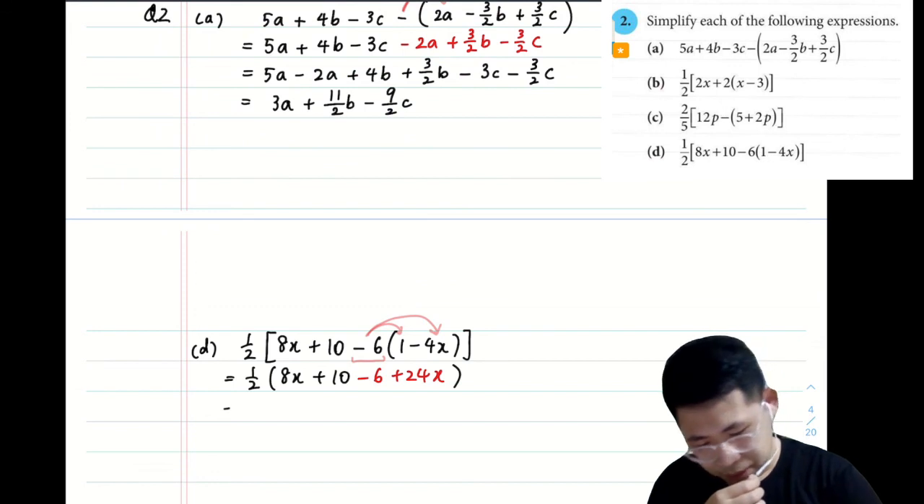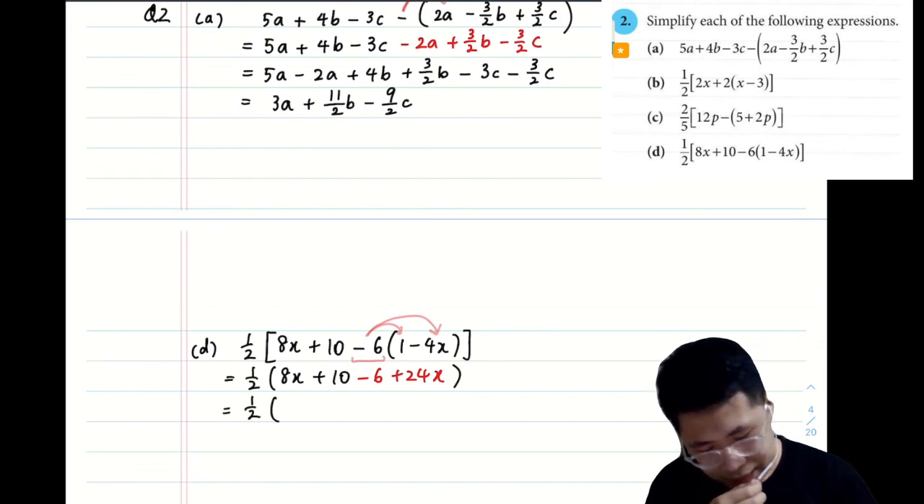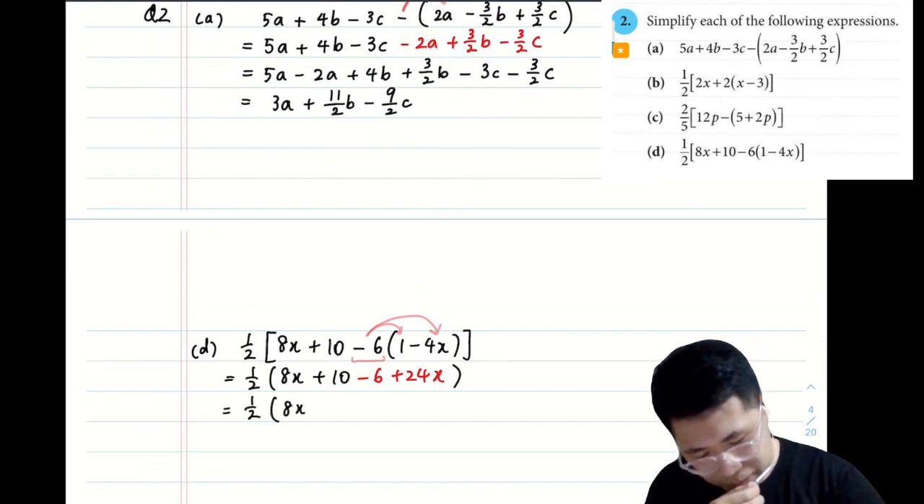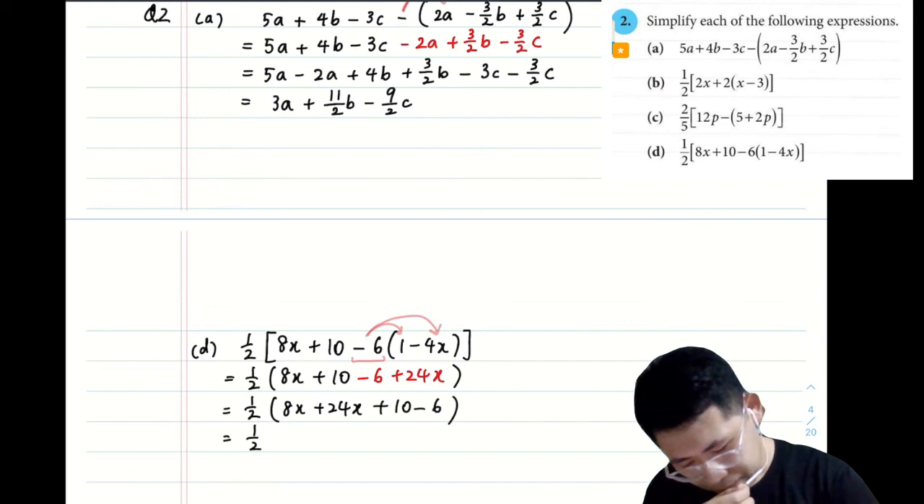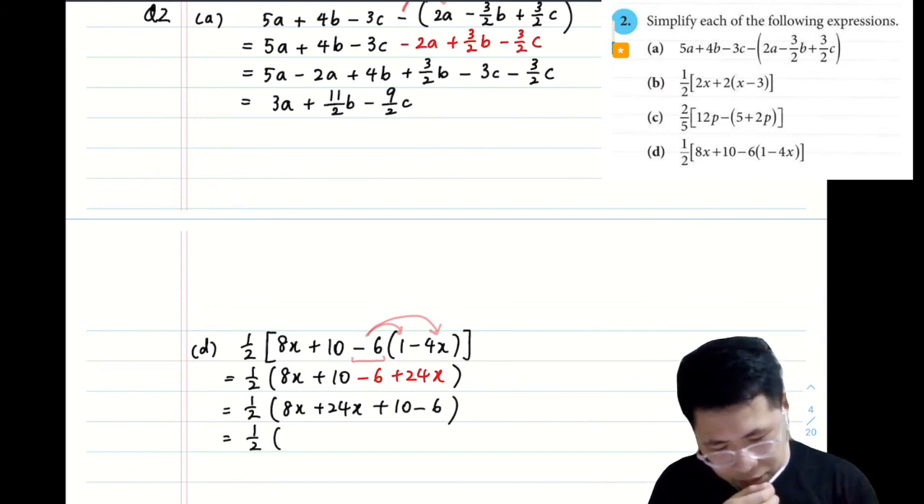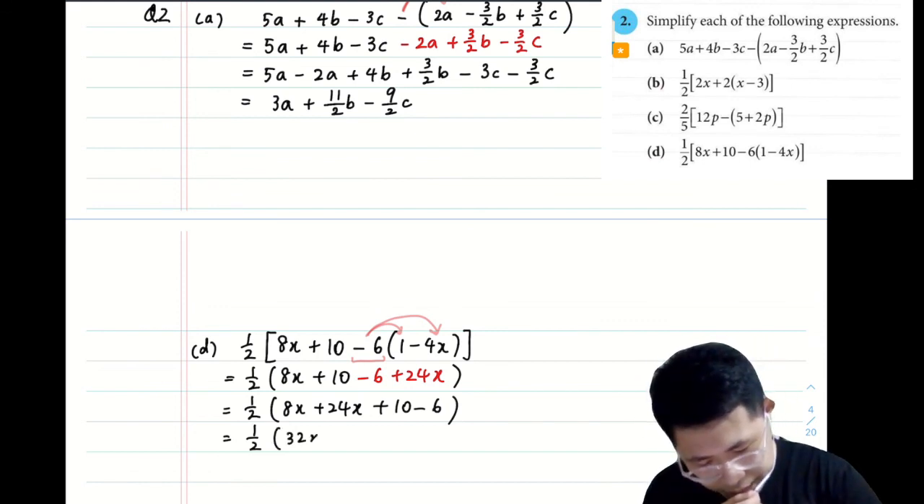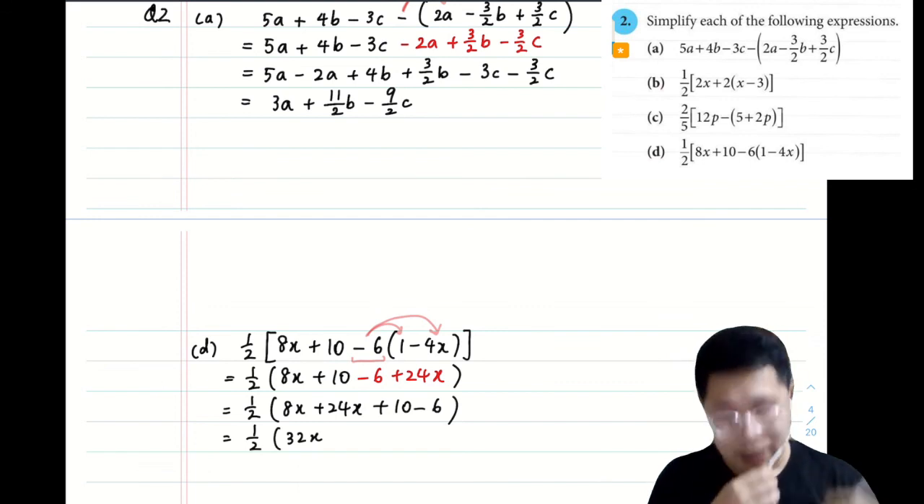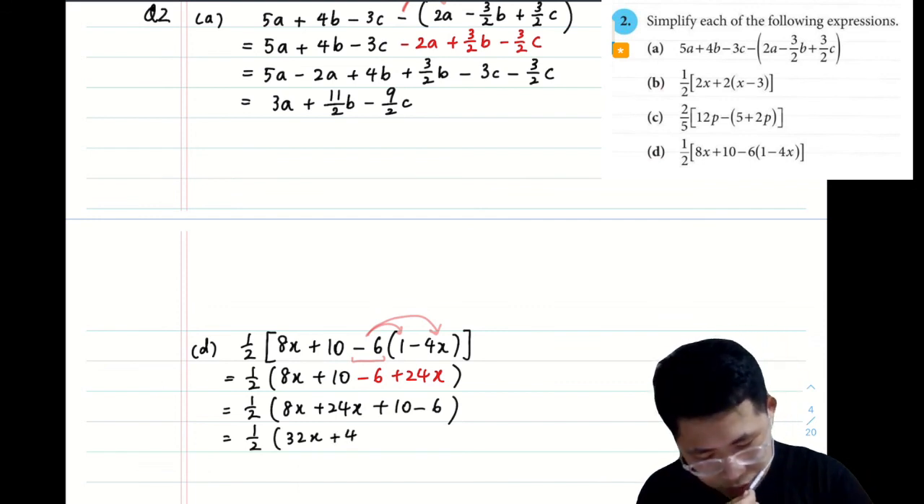Alright, let's tidy up the inner bracket. So we've got how many x's? 8x plus 24x, then all the numbers behind. Let's tidy up one more time. 8 plus 24, we've got 32x. 10 minus 6, we've got a plus 4.